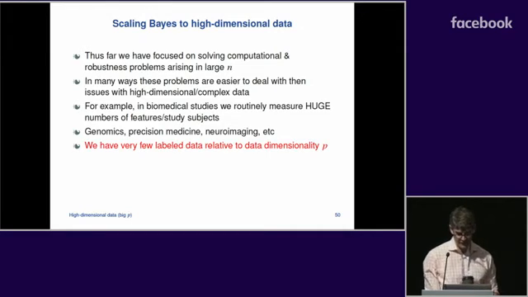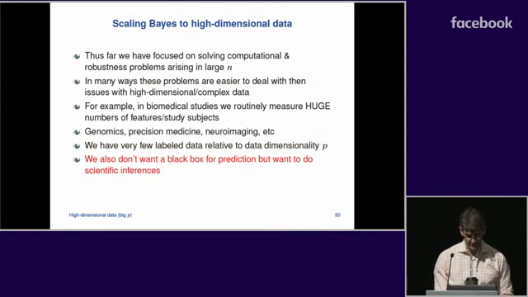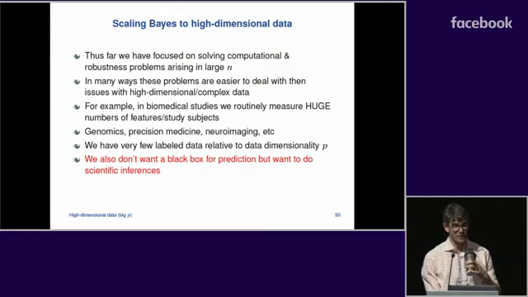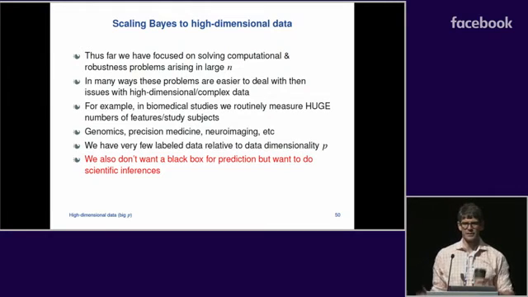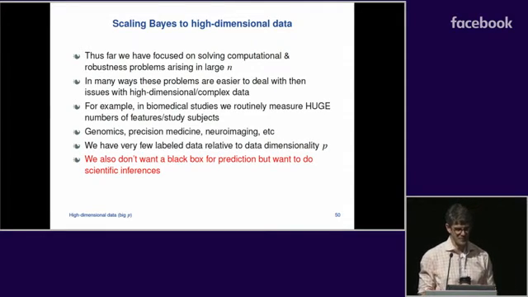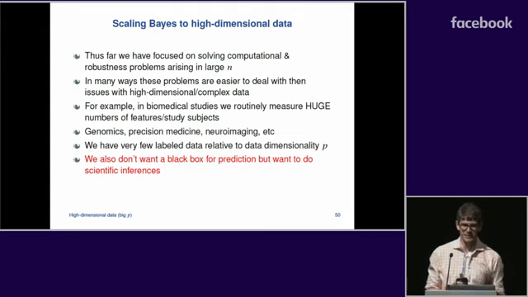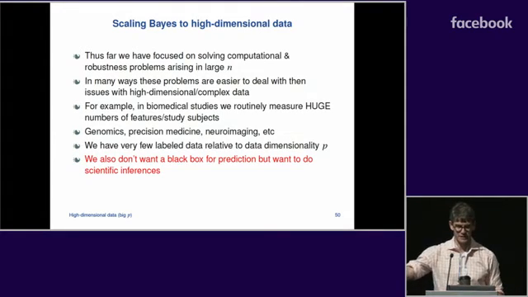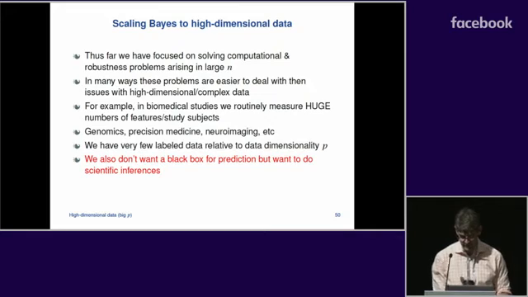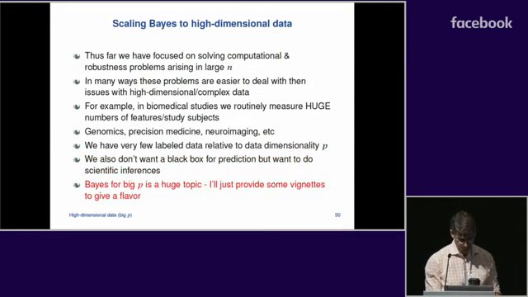And so we have very few labeled data relative to data dimensionality. And it's really important as well that, even though you're in some medical context, where I'd like to diagnose a patient or tell which treatment to give the patient, we don't really want a black box for prediction. No doctor is going to use something that just says, oh, we should do this to this patient. They want to know why, how is it working, what features are important, et cetera. We often want to do some version of variable selection.